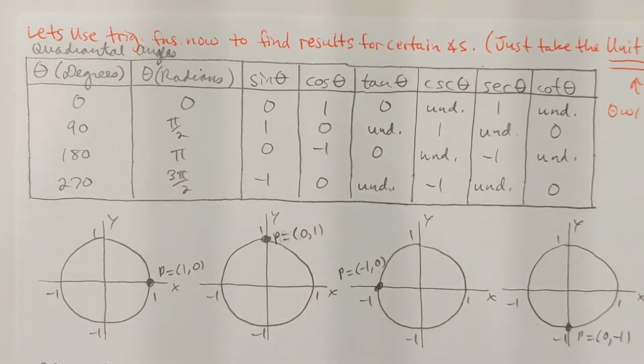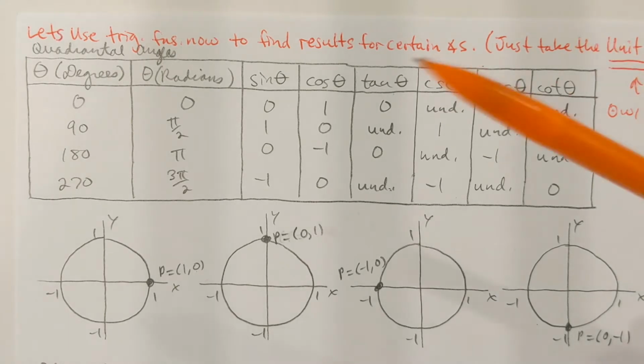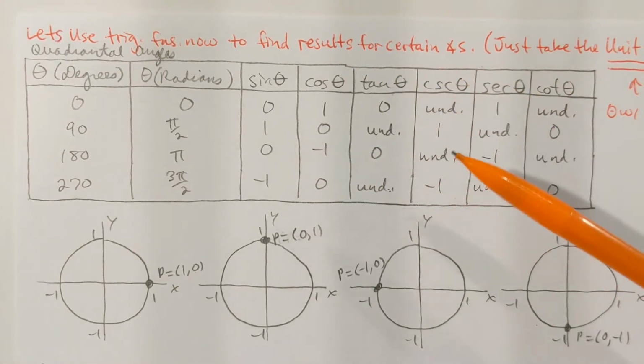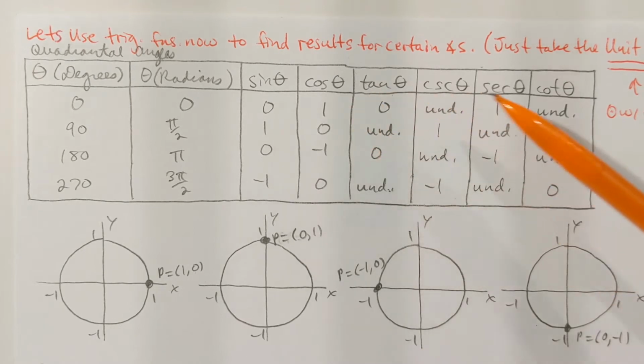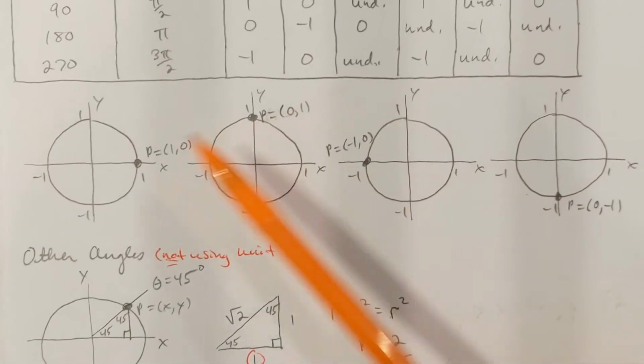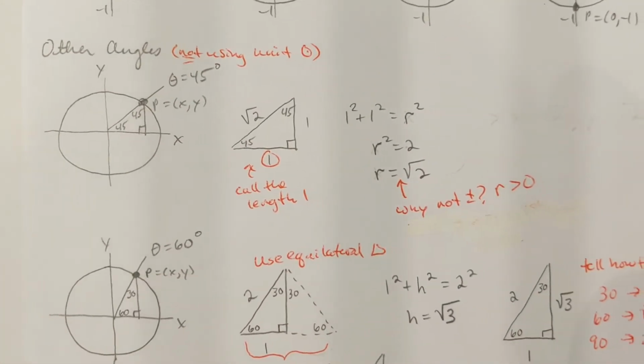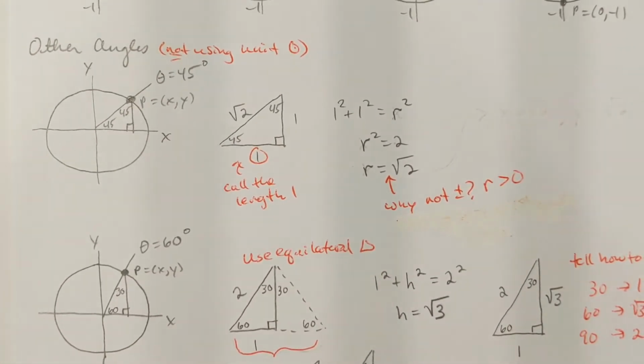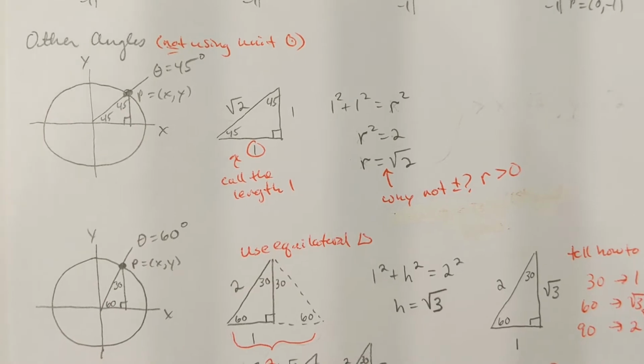Okay, I'm going to finish up section 6.2 now. So we talked about the major angles and we computed the trig functions for the four major angles there using the unit circle. And the other angles I want us to look at are some common angles.